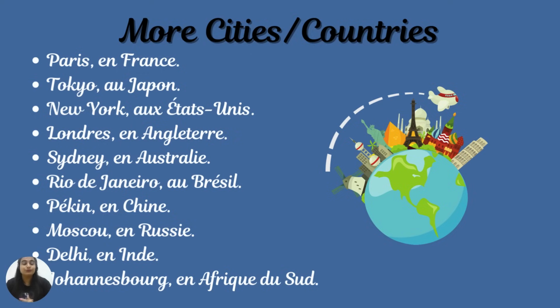So let's just go through the pronunciation one time. We have Paris en France. So the full sentence would be j'habite à Paris en France. So you just have to add j'habite à and then continue the sentence. Tokyo au Japon, New York aux États-Unis, Londres en Angleterre, Sydney en Australie, Rio de Janeiro au Brésil, Pékin en Chine, Moscou en Russie, Delhi en Inde et Johannesburg en Afrique du Sud.